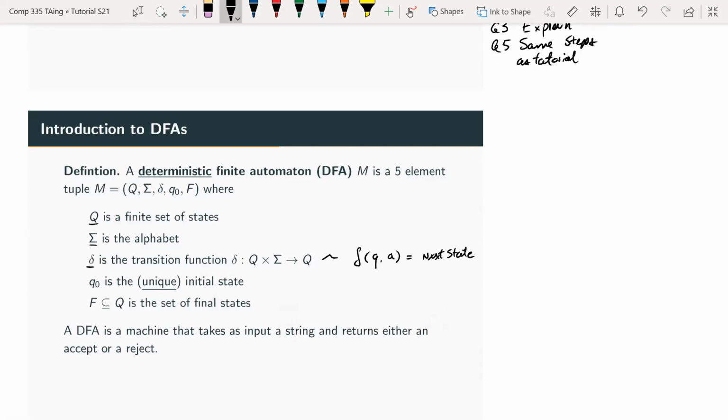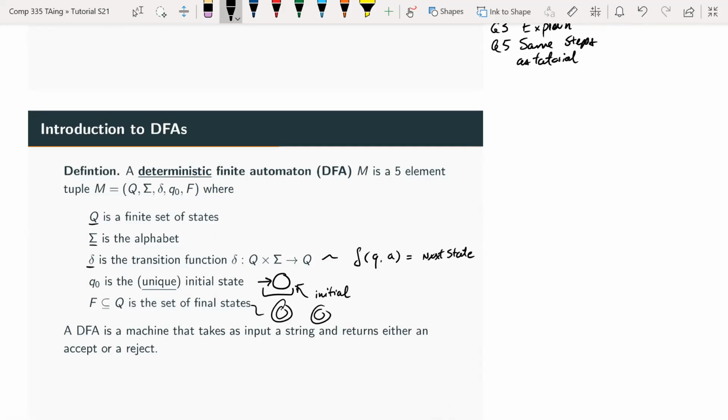Q0 is the unique initial state. So that's when you write your DFA, that's the very first state that you start with. This is the initial state. And F, the set of final states. So final states for DFAs are denoted as double circles.